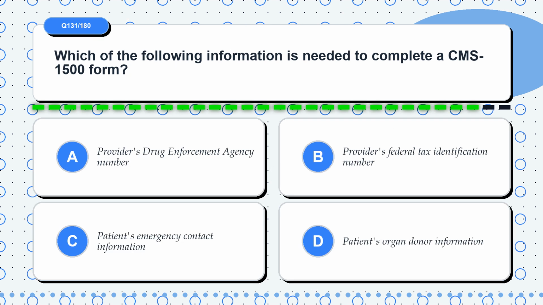Question 131. Which of the following information is needed to complete a CMS-1500 form? Here are the options. Option A, provider's Drug Enforcement Agency number. Option B, provider's federal tax identification number. Option C, patient's emergency contact information. Option D, patient's organ donor information.